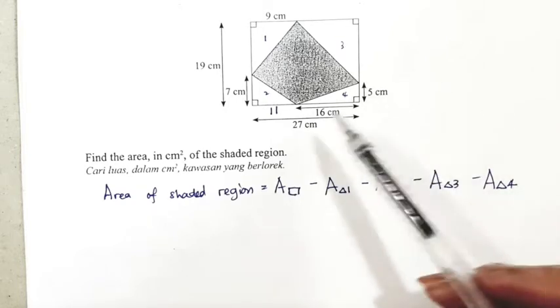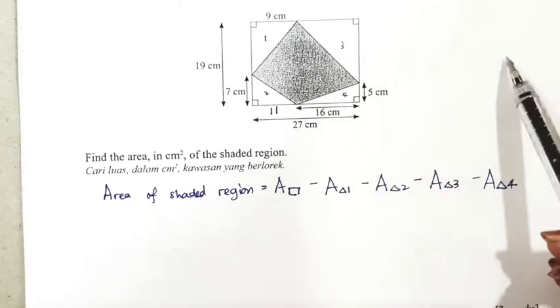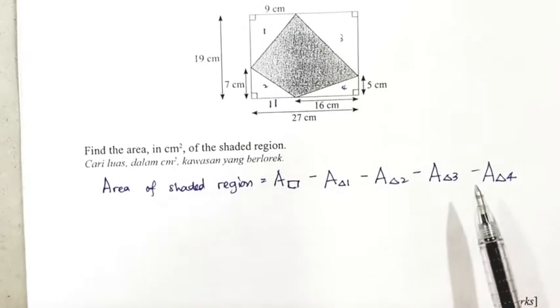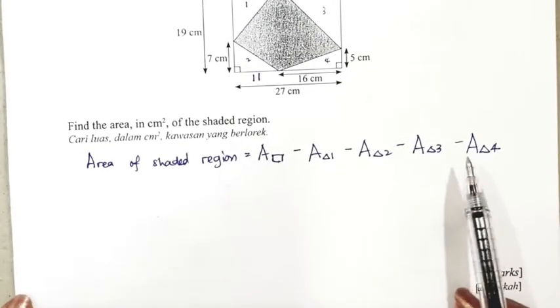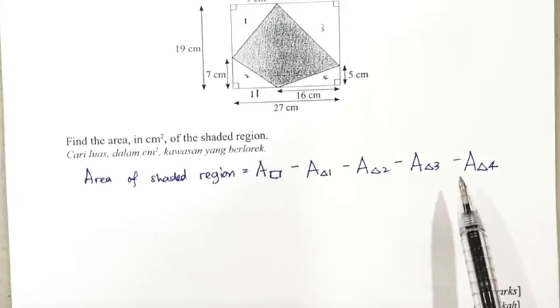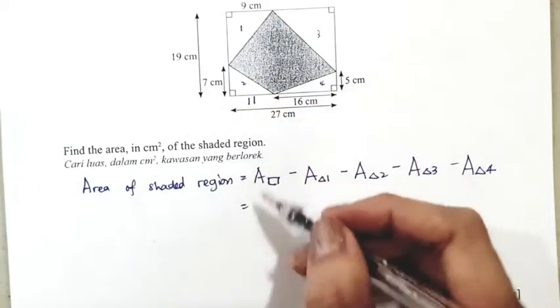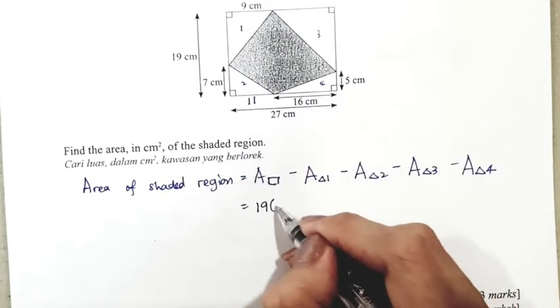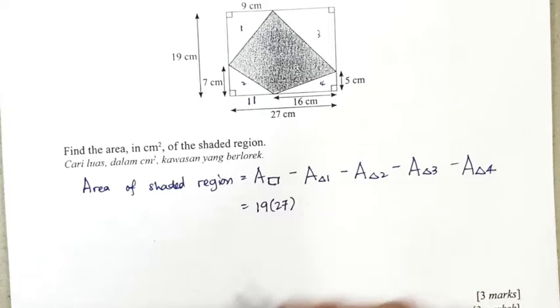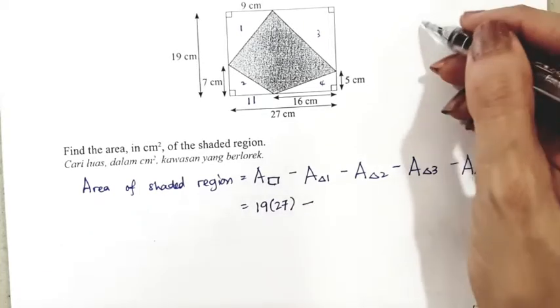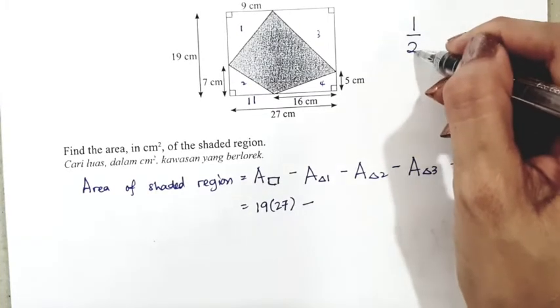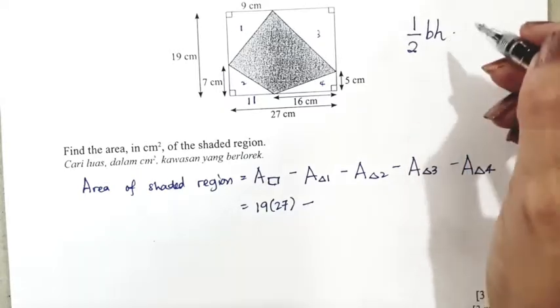You can find the area of each triangle on the side, or you can find them at the same time, like I do. So the area of the rectangle will be 19 times 27, and then minus. What is the formula to find the area of a triangle? Half times base times height.